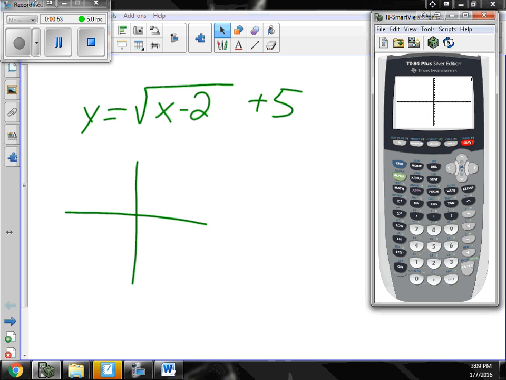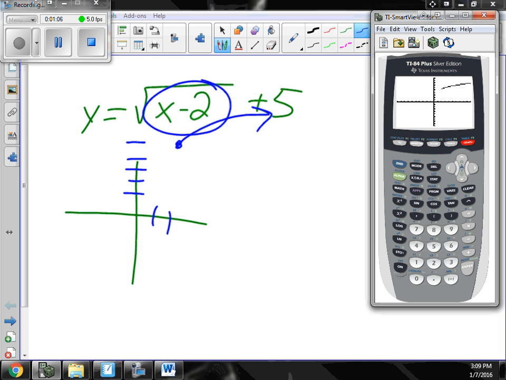I graph it, and it looks like that square root graph has gone right 2 and up 5, right here. Now, if you look at the function, you should have been able to figure that out. X minus 2, if we subtract 2 on the inside, that's the same as moving to the right 2 spaces. And then if we add 5 to the outside, we're going to go up 5 spaces.